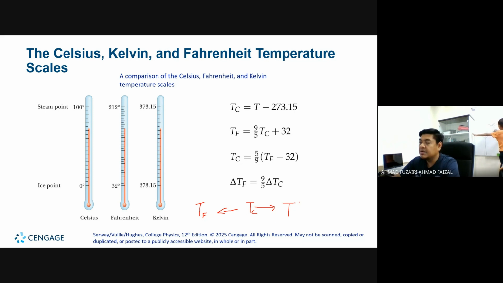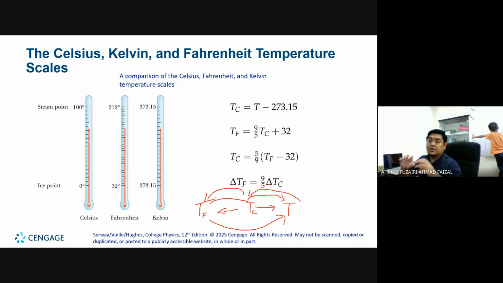If you want to calculate temperature from Fahrenheit to Kelvin, for instance, you go to Celsius first and then you convert it to Kelvin. If you want to get from Kelvin to Fahrenheit, you convert it to Celsius, and then from Celsius it goes to Fahrenheit. So make sure you put the temperature in Celsius in the middle.